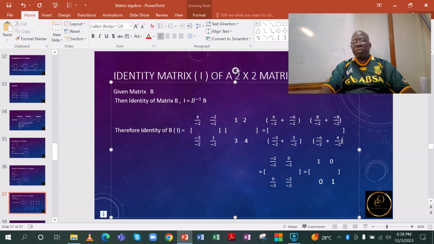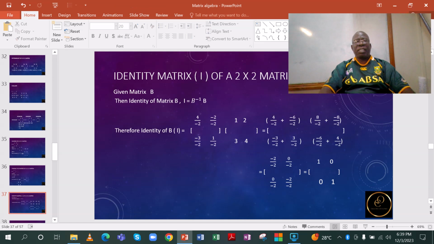So it will simplify to this, which is 0 over negative 2, and then here is negative 2 over negative 2. Working out this one, negative 2 divided by negative 2 will be 1. 0 divided by negative 2 will be 0. 0 divided by negative 2 down here will be 0. Then negative 2 over negative 2 will be 1. So this will be the identity matrix. That's what we have.